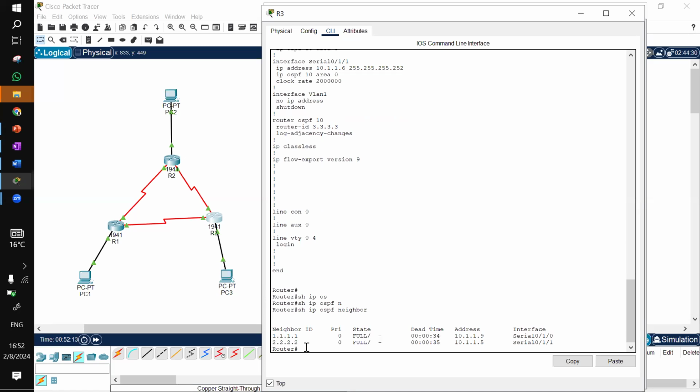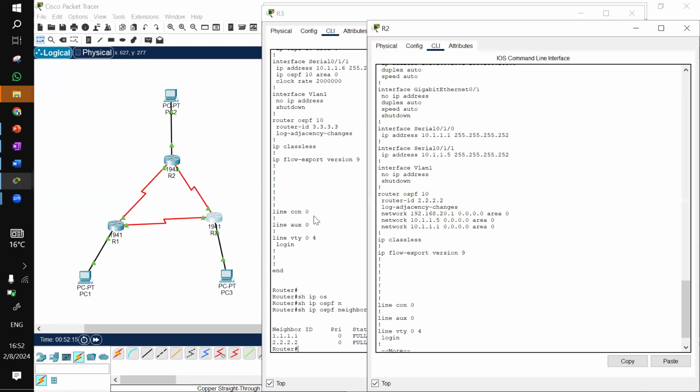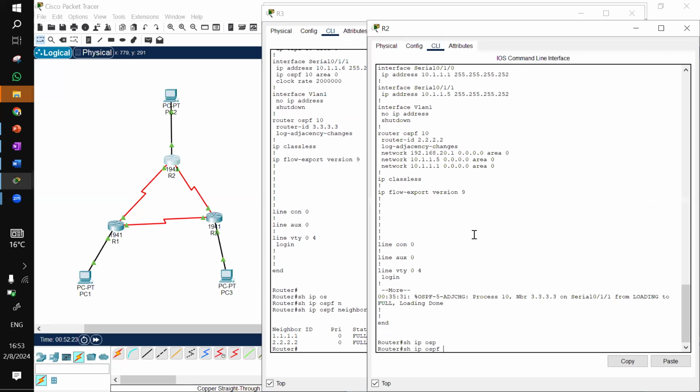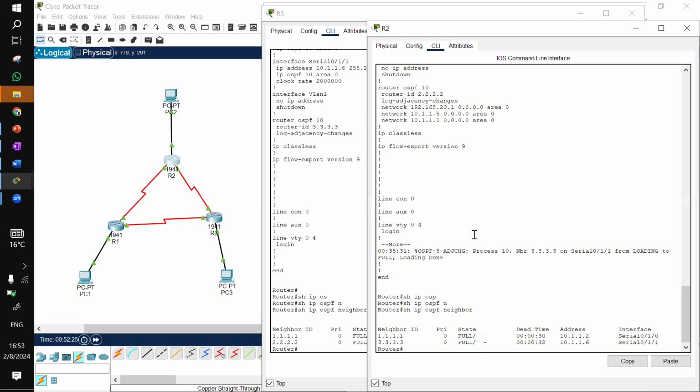Then lastly, I go to R2 and I show my neighbors. Show ip ospf neighbor, router 1 and router 3. So it means we now know what the neighboring routers are for every given router in the OSPF network. That's a starting point. That is the neighbor table.